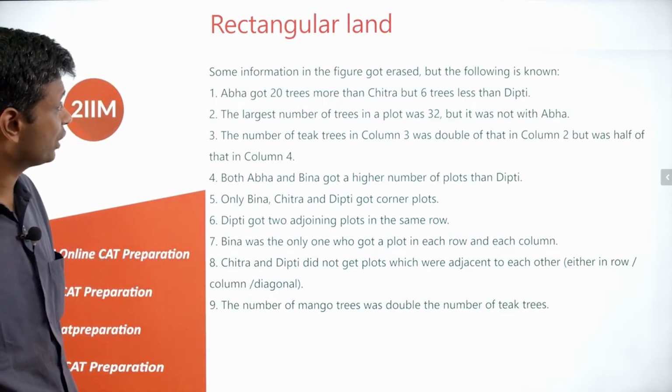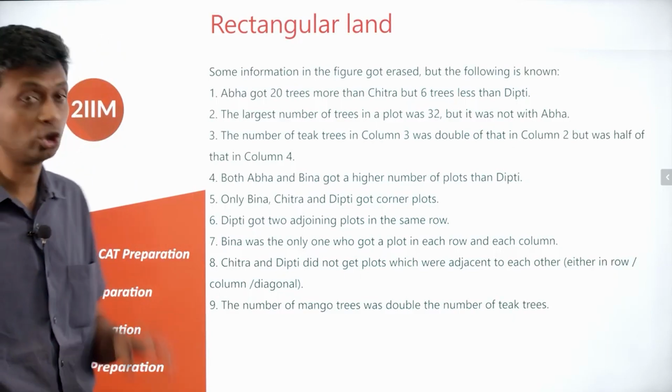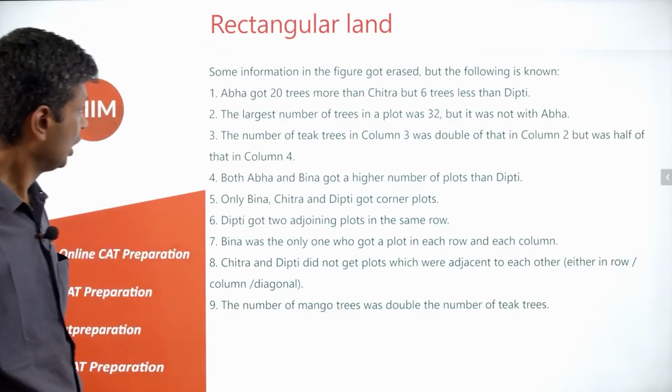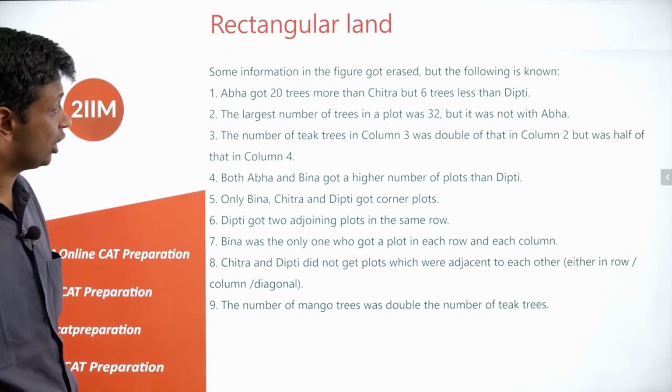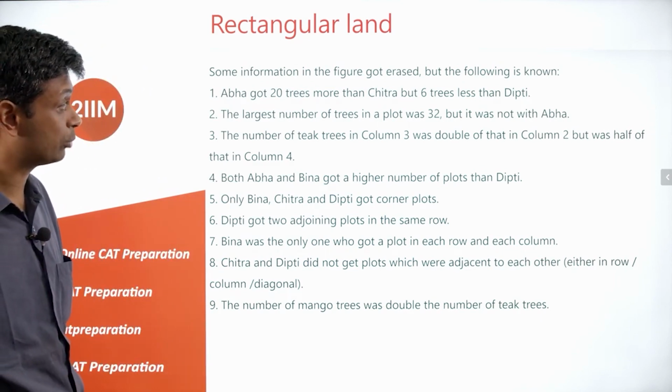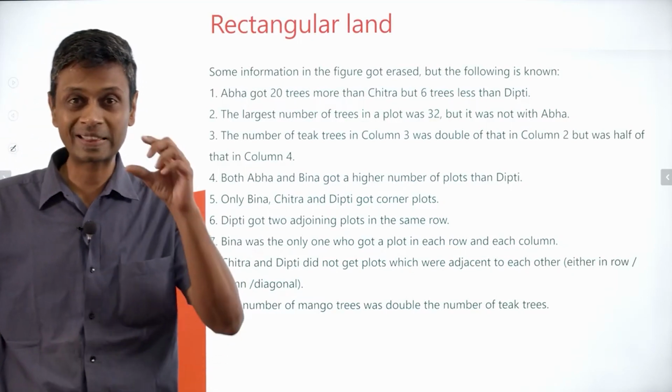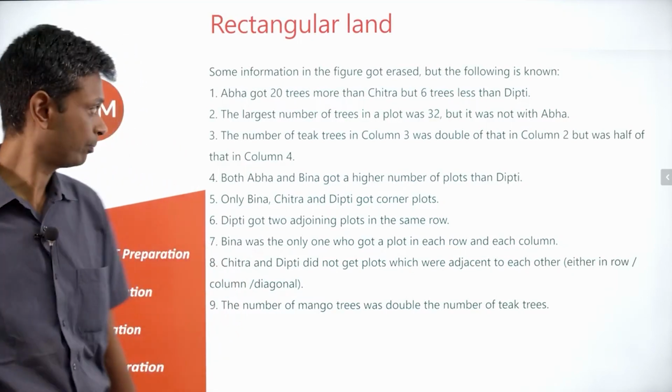The largest number of trees in the plot was 32, but it was not with Abba. Not A, but 32 is the maximum. The number of teak trees in column 3 was double of that in column 2, but was half of that in column 4. This is useful because you're going to link 3 cells with variables.